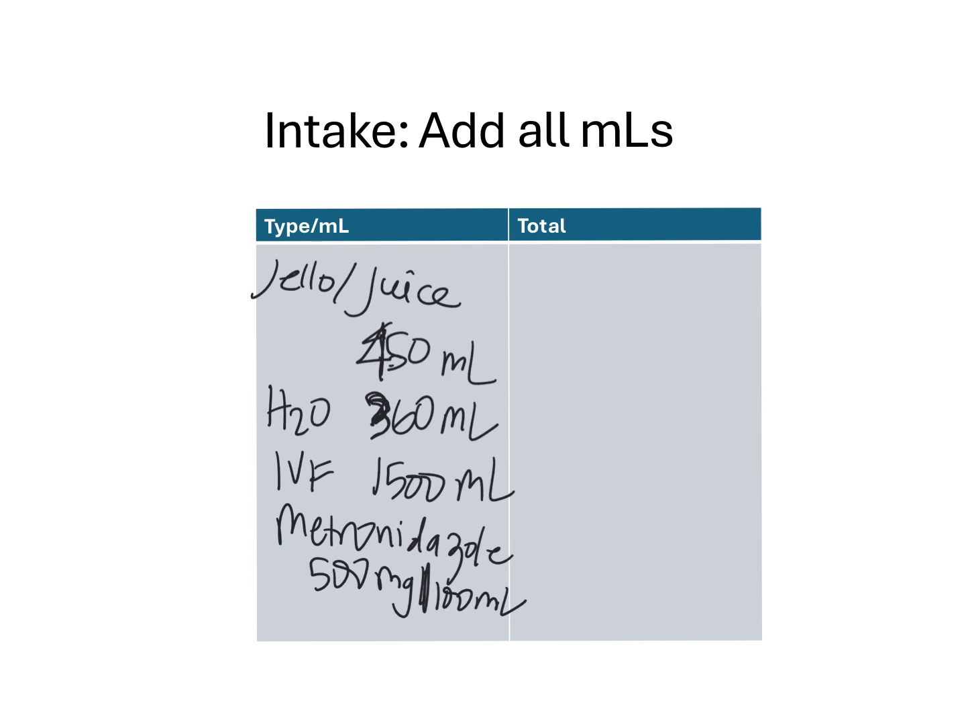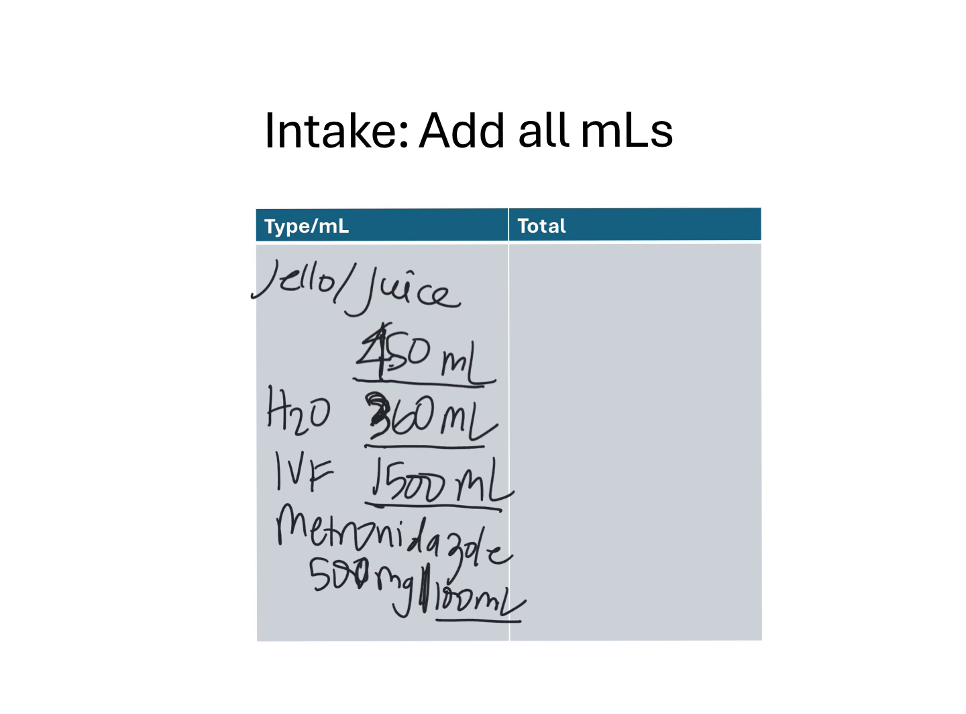So now we're going to just add up. Everything is in milliliters now from our first screen. So Jello and juice, the things that were in ounces, is 450. She had water, 360. Her IV fluid, 1,500. And then I want to talk about this one. Don't get distracted or confused here. Metronidazole is an antibiotic, and it's written as 500 milligrams and 100 milliliters. We want to only focus on the volume. So 500 milligrams is the dose. It's the amount of medication. And 100 milliliters is the volume.